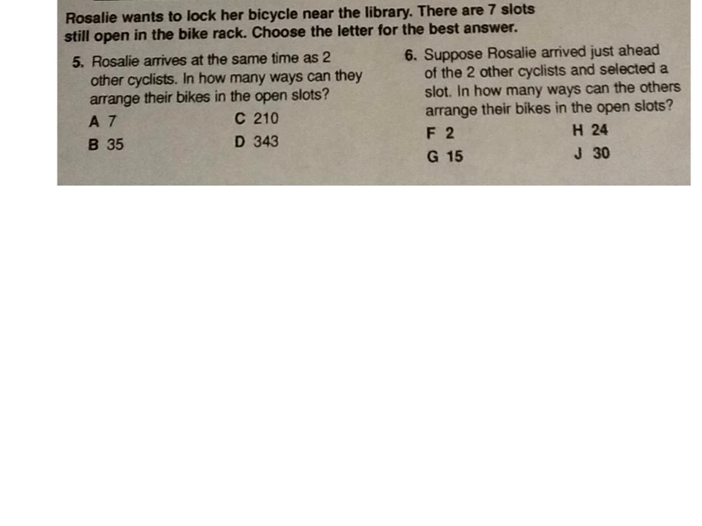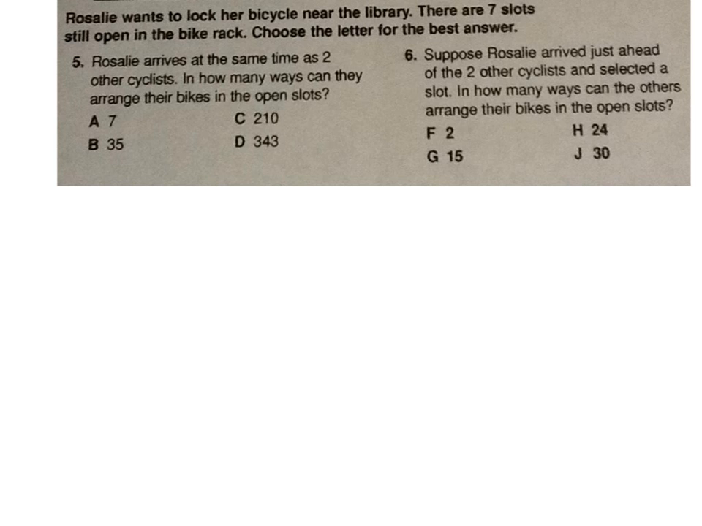Alright, Algebra 2, we're going to do numbers 5 and 6 together because they deal with the same situation. It says Rosalie wants to lock her bicycle to the nearby library. There are 7 slots open in the bike rack, and in the first problem she came at the same time as 2 other cyclists. In how many ways can they arrange their bikes in the open slots?